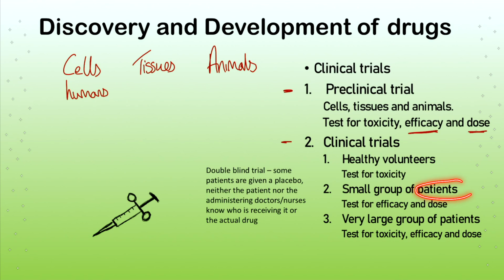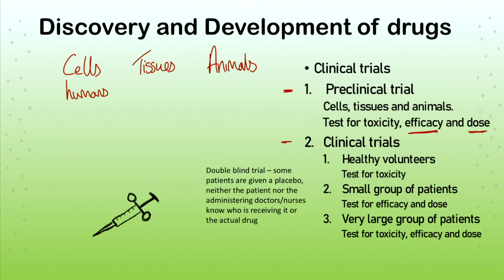And in the small group of patients, we're testing for whether it works, again, in proper humans now, and we're also testing the right appropriate dosage. So what dose do we need to give to them to make it work? And can we kind of limit the dose that we give so it doesn't cause too many side effects? And if it passes that trial, we'll then test on a very large group of patients.